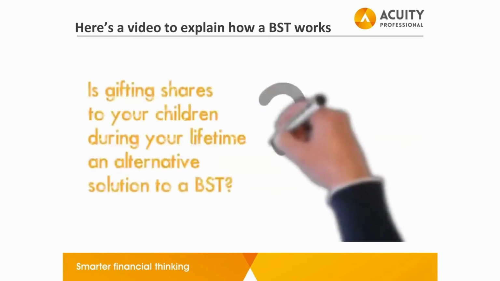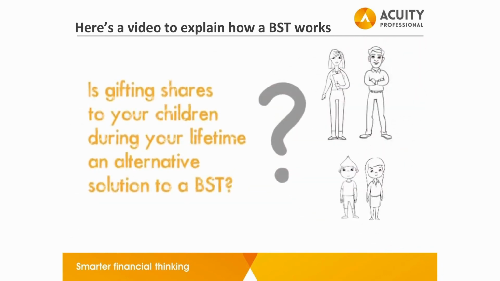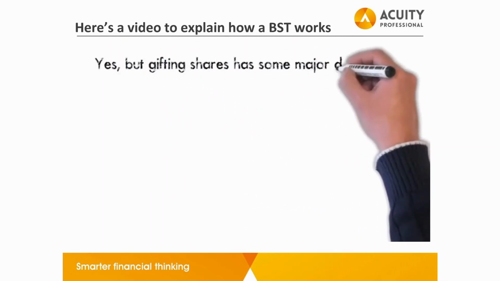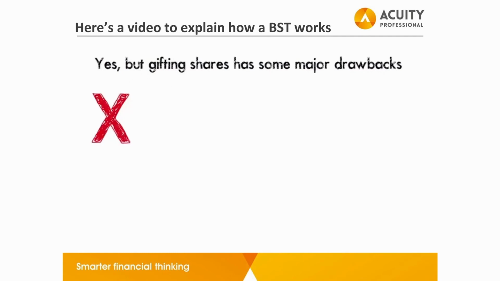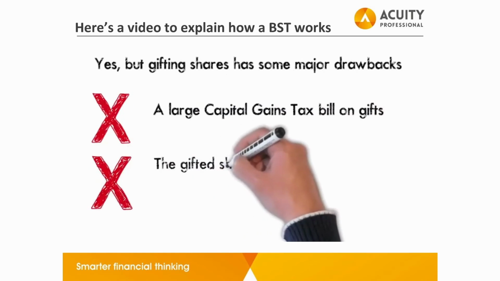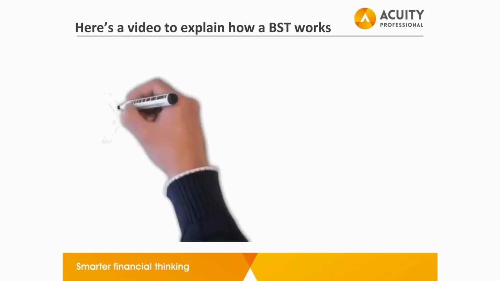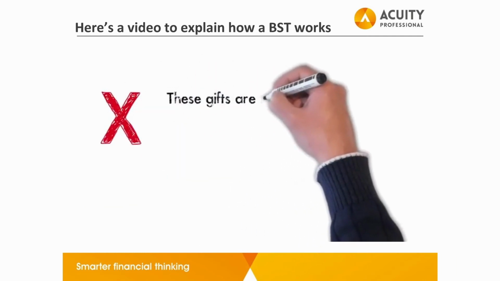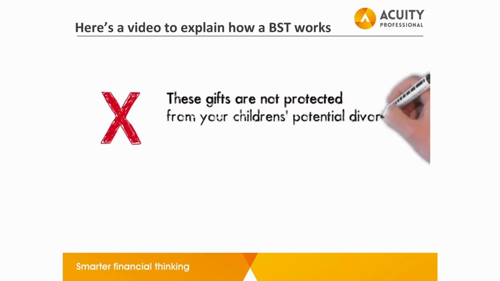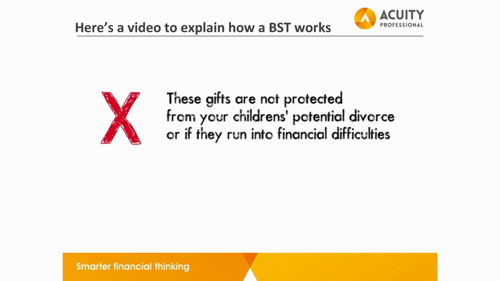Is gifting shares to your children during their lifetime an alternative solution to a BST? Yes, but gifting shares has some major drawbacks. 1. You will often have to pay a large capital gains tax bill on gifts. 2. The gifted shares take 7 years to be exempt from inheritance tax. 3. If you gift shares to children, these gifts are not protected from their potential divorce or if they run into financial difficulties.